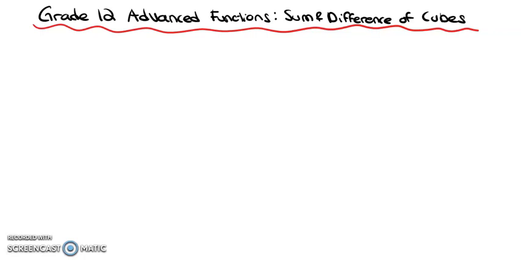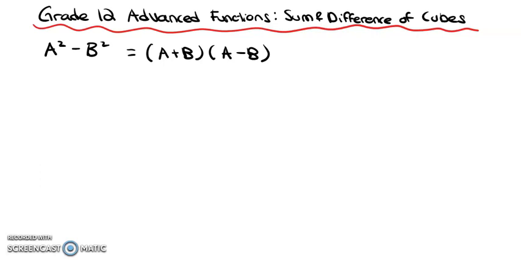Before we get into what the sum and difference of cubes actually is, we want to recall this formula from grade 11 and grade 10 math that we know as the difference of squares. We see something like a squared minus b squared, and we know that we can express this in the form of (a plus b)(a minus b) if we want to factor it. Something we should be familiar with by now, and I just want to review this, because this concept builds on this.